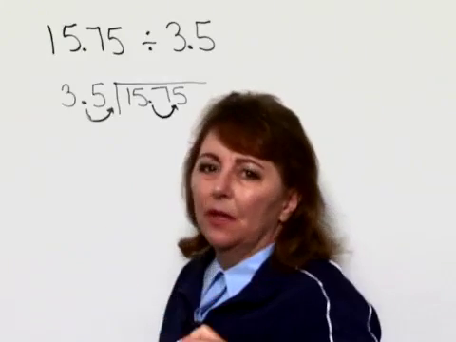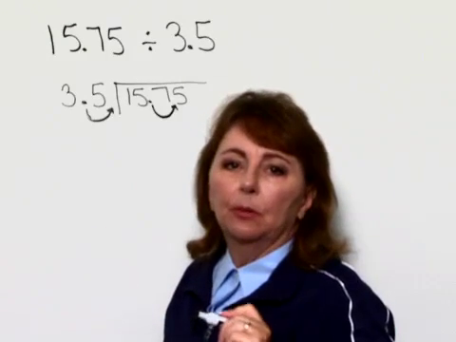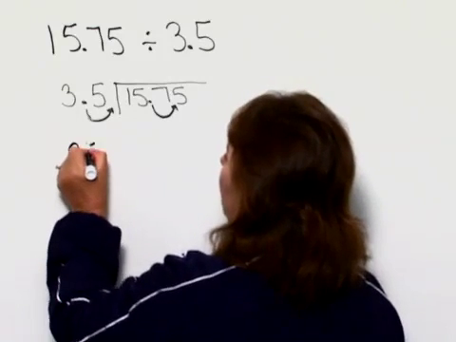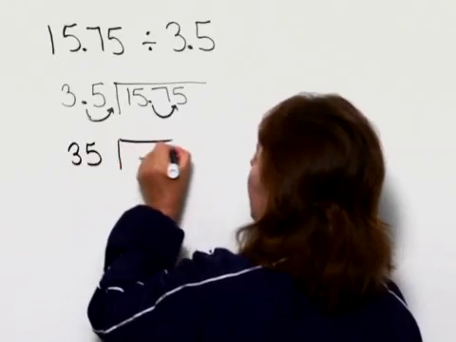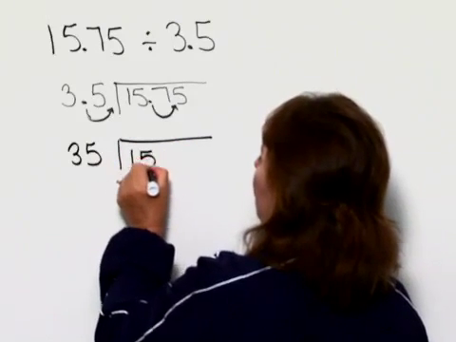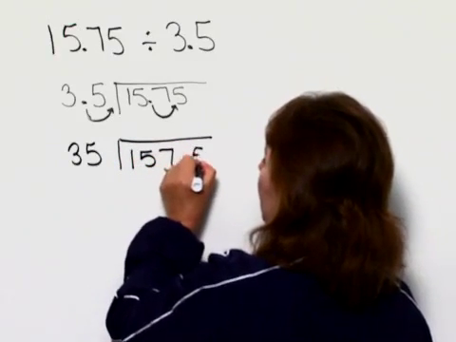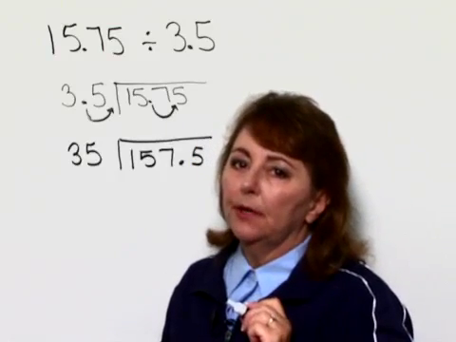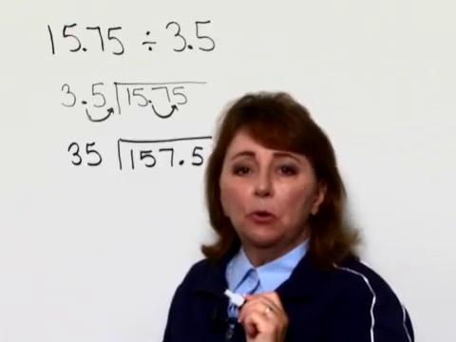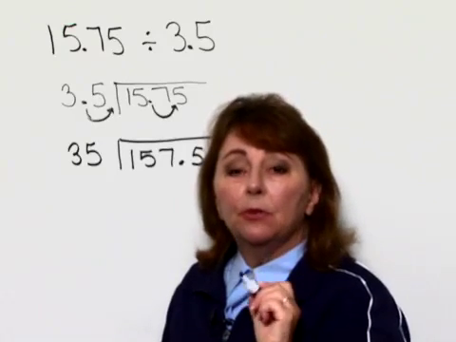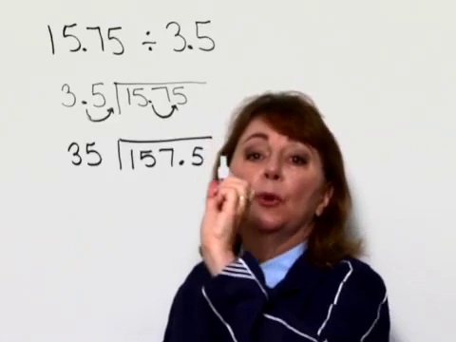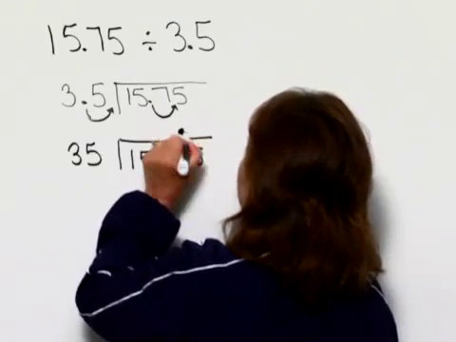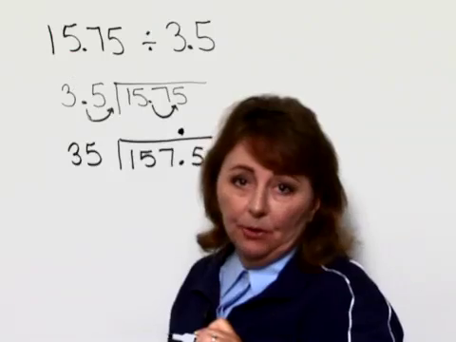Now, once we've done that, I like to rewrite my problem with the decimal point in the new position. So we have 35 divided into 157.5. At this point, it's a good idea, so you don't forget, to put the decimal point in the quotient in the appropriate place. And when we're dividing decimals, the decimal point goes directly up into the quotient, right here. Now we begin our division.